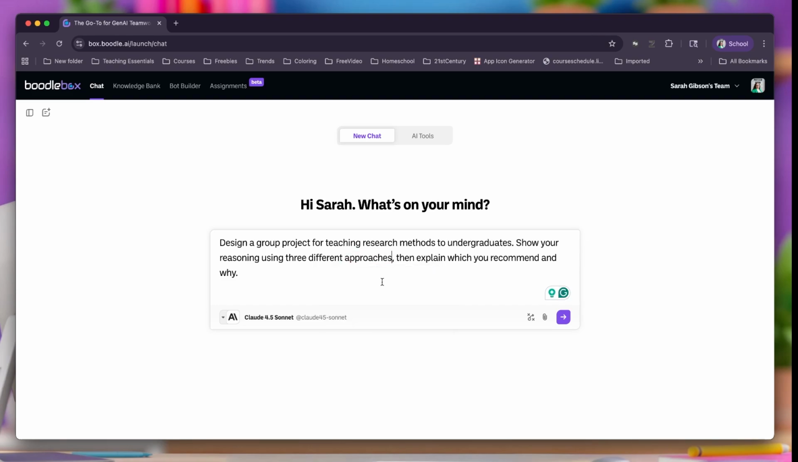Design a group project for teaching research methods to undergrads. Show your reasoning using 3 different approaches, then explain which you would recommend and why.